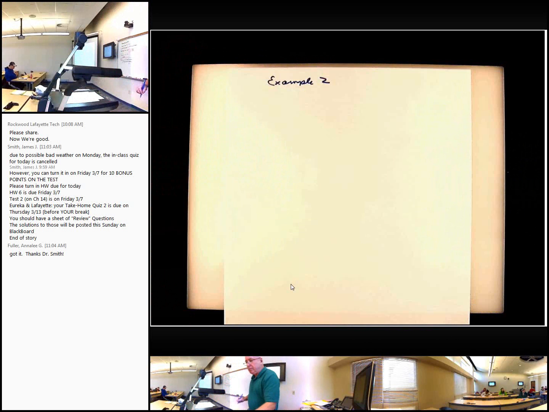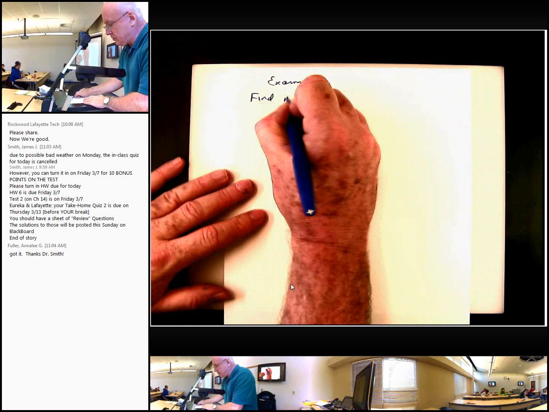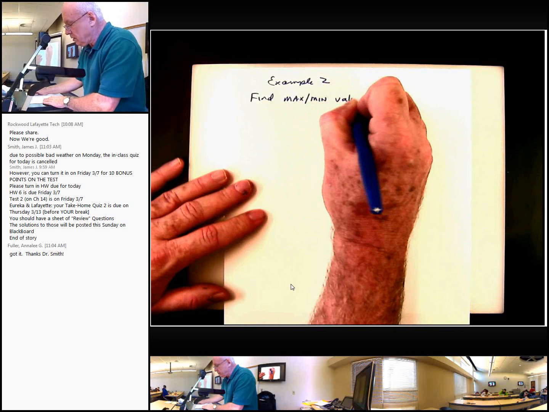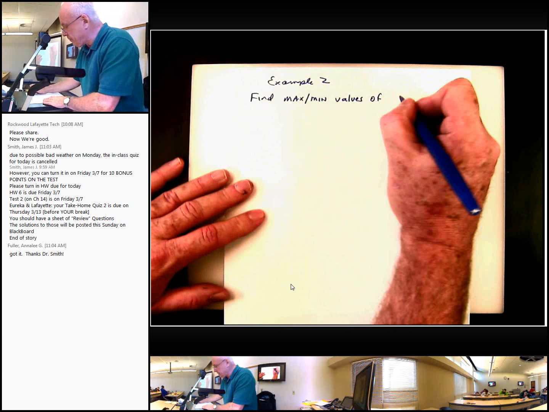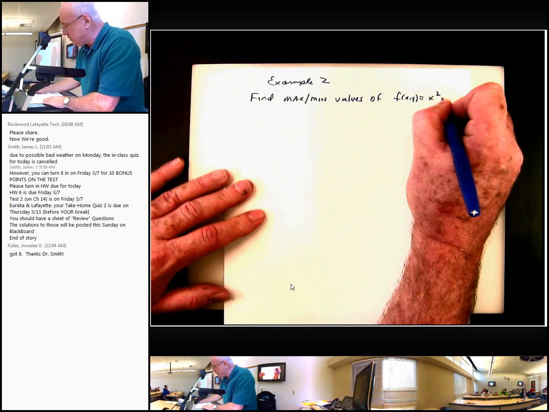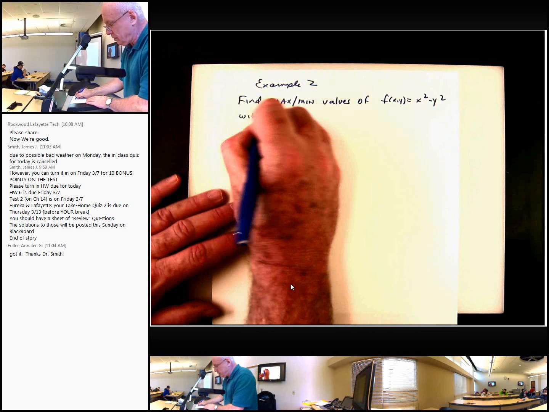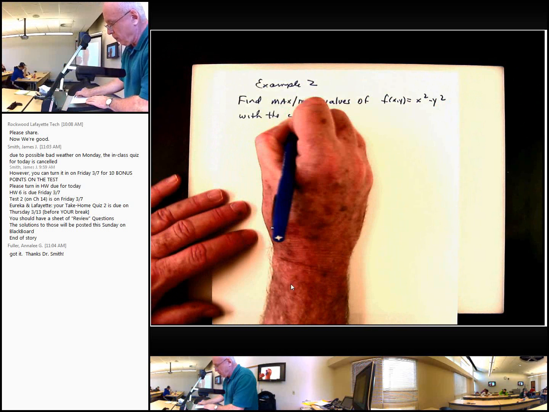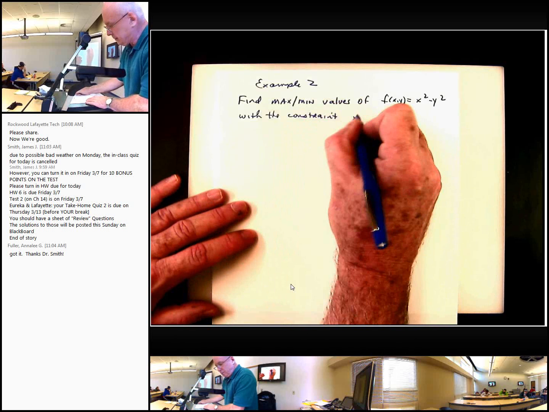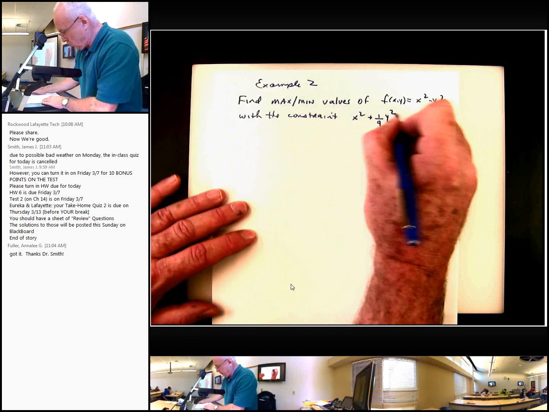And example 2 is still a function of two variables. So find the max and min values of, now here it's f(x,y) equaling x squared minus y squared with the constraint x squared plus 1/9 y squared has to equal 1.